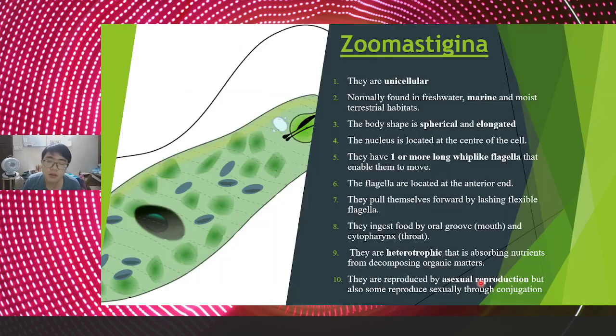Hopefully these are all the characteristics of Zoomastigina. The most important ones: it is unicellular, found in freshwater, marine, and terrestrial habitats, and it has an elongated spherical shape. It has one long flagella, and the flagella is responsible for movement. It ingests food by the oval groove and cytopharynx, it is heterotrophic, and it reproduces by asexual reproduction. These are the most important characteristics of phylum Zoomastigina.